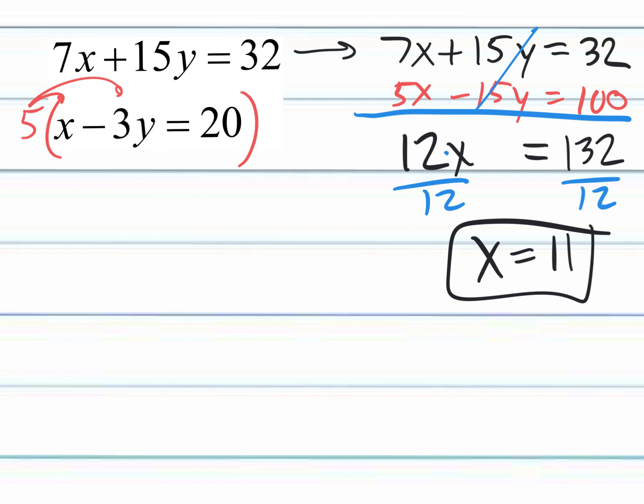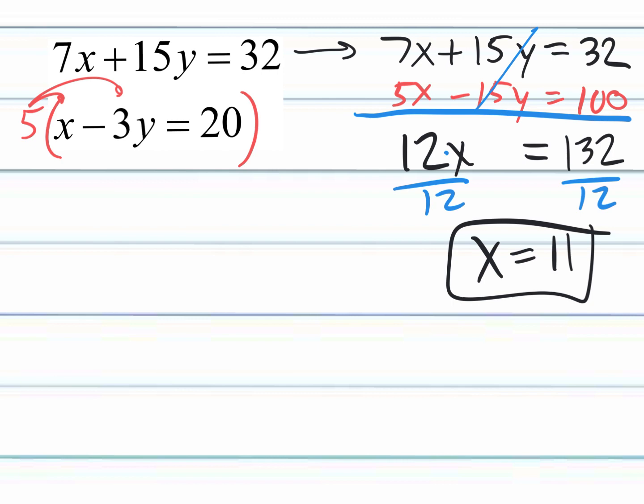Plug in the 11 for x into any equation you want. Which one looks easier to work with, the original bottom equation or the top one? The bottom one, right? I'd rather work with x than 7x. I'd rather work with a minus 3 than a plus 15y. I'd rather work with 20 than 32. So I'm going to use the bottom equation, and it doesn't matter which one you use, but I'm choosing the bottom.